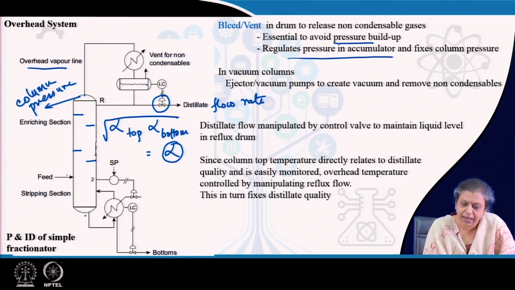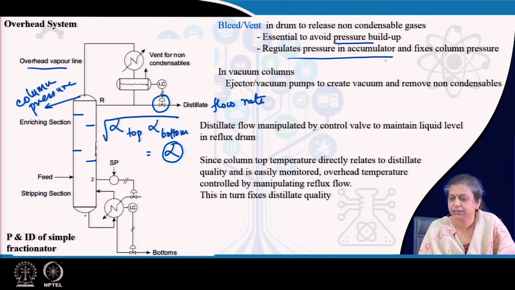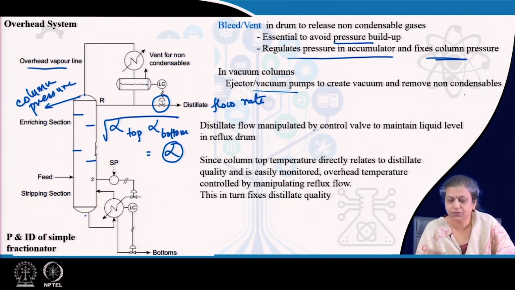So, the other important purpose of this vent is definitely to regulate the pressure in the accumulator, which in turn fixes the column pressure. When you have a vacuum column, then in order to maintain the vacuum, you need ejectors or vacuum pumps, they create the vacuum. For such columns, the same arrangement is used to remove the non-condensables from the column. And in this case, as I have said, leakages are inevitable, and therefore, it is very important that the non-condensables are vented out, right.